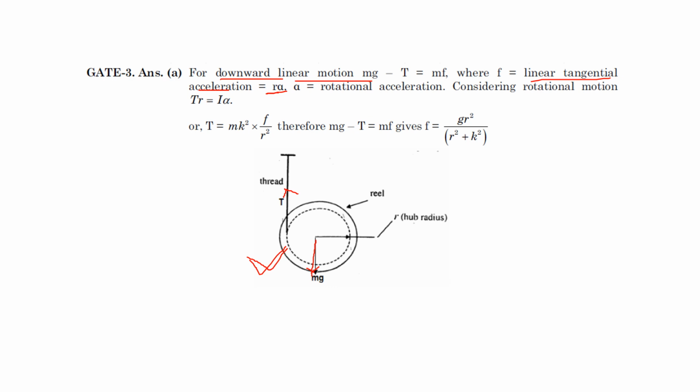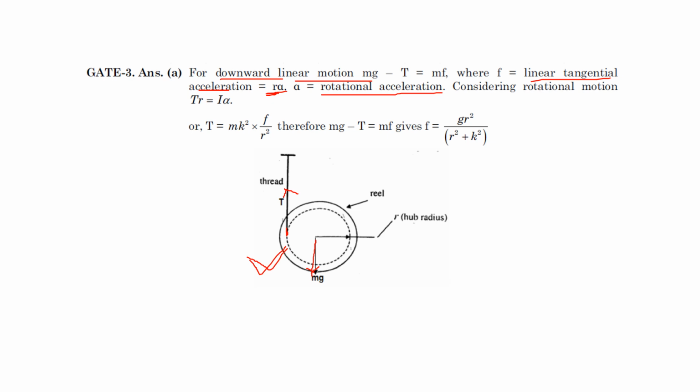In Newton's second law, F is equal to m a, but here it's not simply a. In that case the acceleration is absolute, but here we have to consider the linear tangential acceleration, because from this point the reel is opening. That's why we have to consider r into alpha, where alpha is the rotational acceleration. This we have to keep in mind.